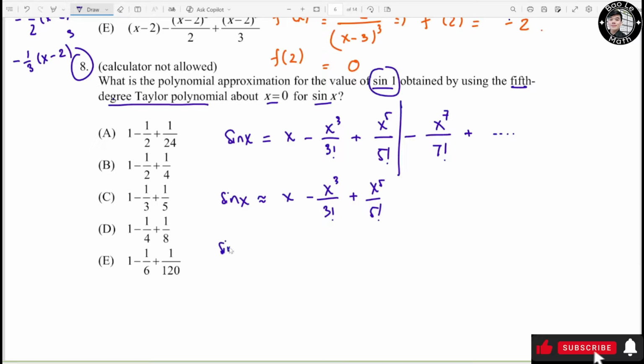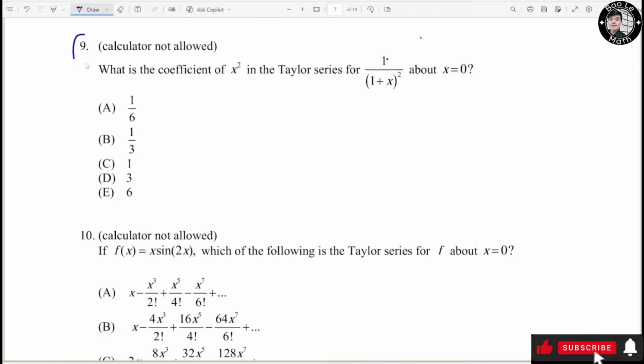So we have sine of 1 approximately 1 minus 1 over 3 factorial plus 1 over 5 factorial, right? And it's gonna be 1 minus 1 over 6, right? Plus 1 over 120, right? So the answer must be E. Now let's move on to question 9.